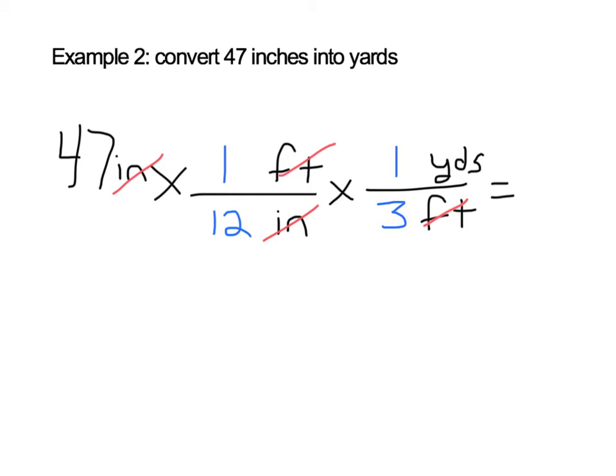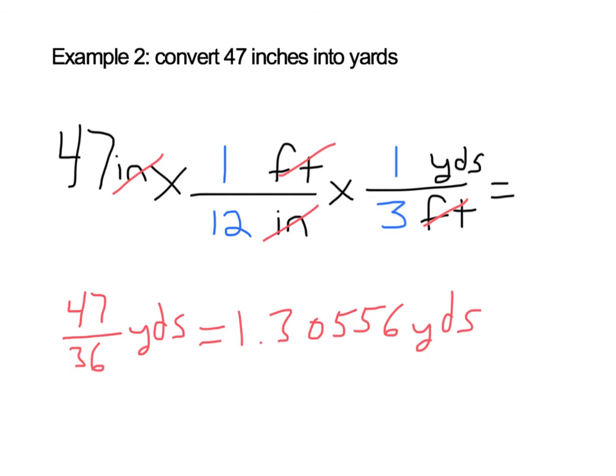Multiply. So this is, I'm just going to write this out. You should be able to do this no problem, but when we have bigger problems, remember the top is going to be 47, and the bottom, so 47 times 1 times 1. What's the bottom going to be? 12 times 3 is 36. So my math, and that's going to be yards, is 47 divided by 36. Do I leave it like this? No. So don't leave it in fraction form, leave it in decimal form.